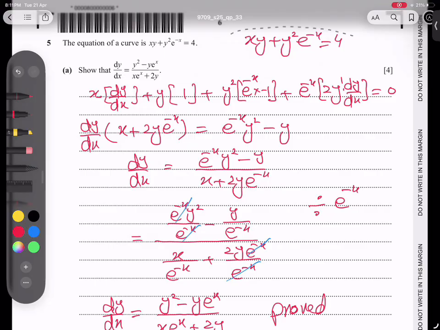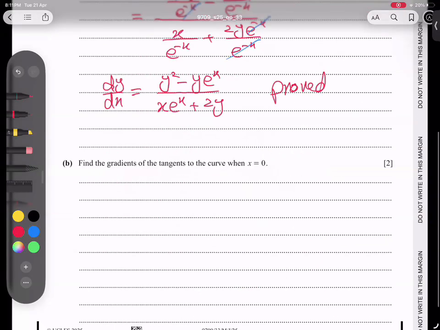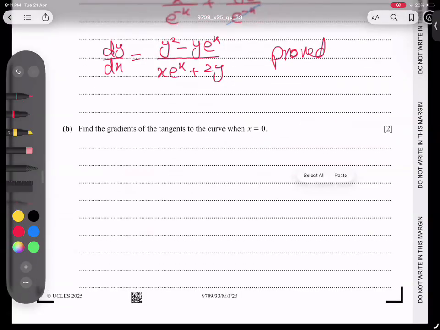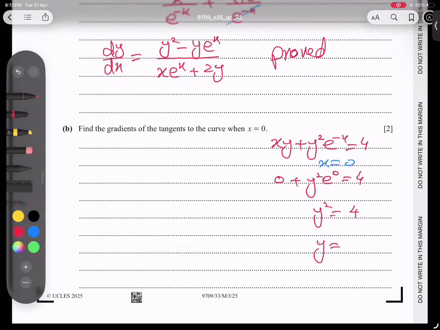So this equation, cut from here and bring down. Okay, now I'm putting x equals 0 here. When I put x equals 0, this becomes 0, y squared as it is, e to the power 0 is equal to 4. And something to the power 0 is 1, so I get 4. And I take the root of both sides, I get plus and minus 2.